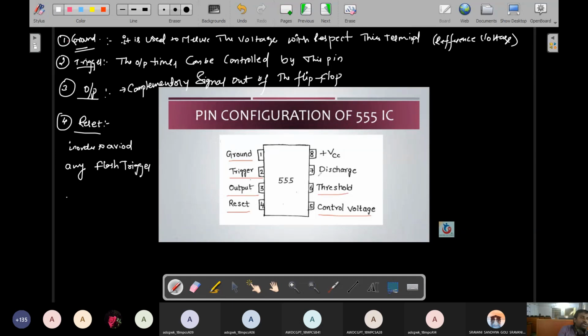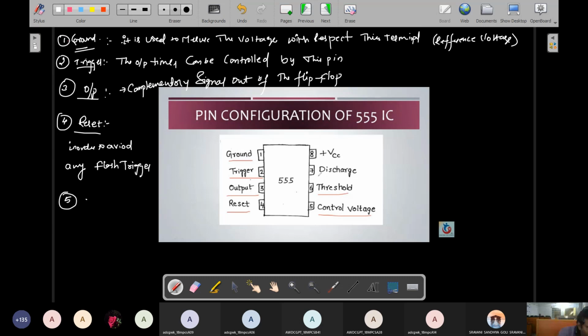Next, the fifth terminal. What is the use of the fifth terminal? The fifth terminal is the controlling voltage, because it controls the voltage. Whatever voltage is produced inside, that produced voltage will be controlled using this pin.